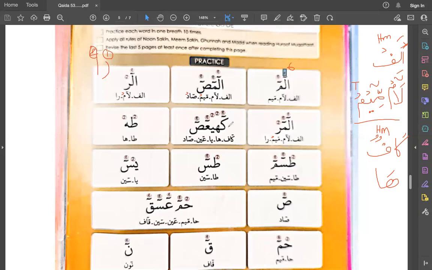Kaf will be six counts long. Kaf. Ha. Ya will be two counts long too. Why? Because it is ending with the natural vowel. There is no sakin at the end. So it will be two counts long, as this was two counts long too. Ain has three letters, and we are treating it just like madd arid lis-sukun. So it will be six counts, because all scholars had agreed to make it six counts long.